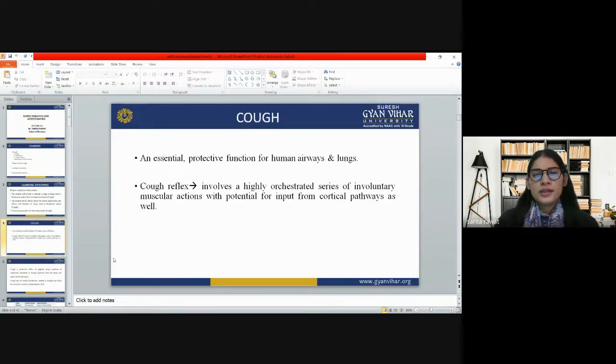So firstly, what is cough? How does cough happen? Everyone knows about cough, I guess. Cough is an essential protective function for the human airway and lungs. The cough reflex involves a highly orchestrated series of involuntary muscular actions with potential for input from the cortical pathway as well. The productive cough happens when anything is stuck in your respiratory tract. So it is like a defense mechanism, we can say.